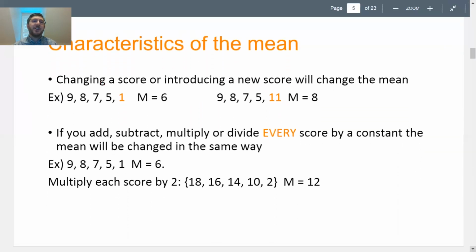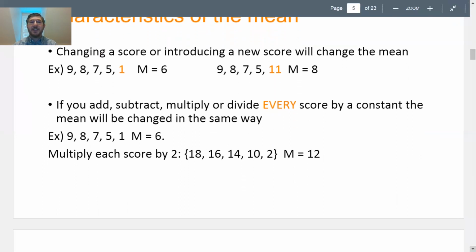So in here, there's just some characteristics of the mean. I don't think any of these are really surprising. You change your score, it'll change the mean. You see this example here. We changed 1 to 11. The mean changes. You multiply every score in the distribution by a constant. The mean will change by a constant.